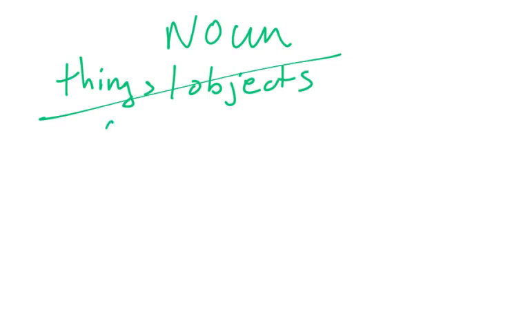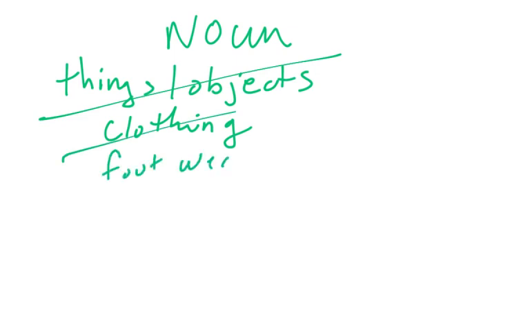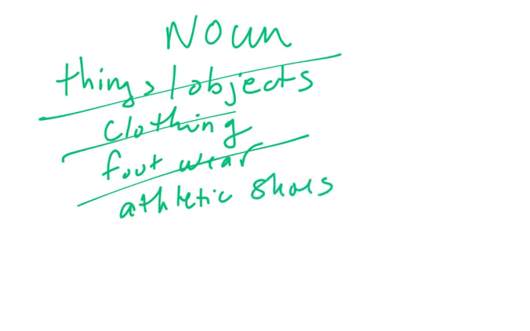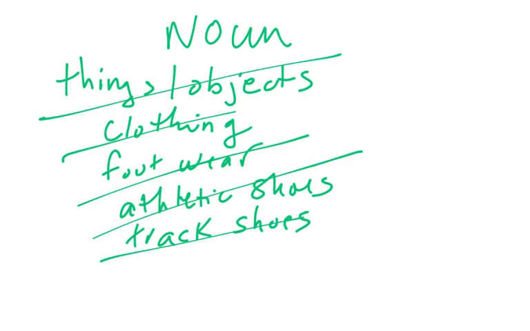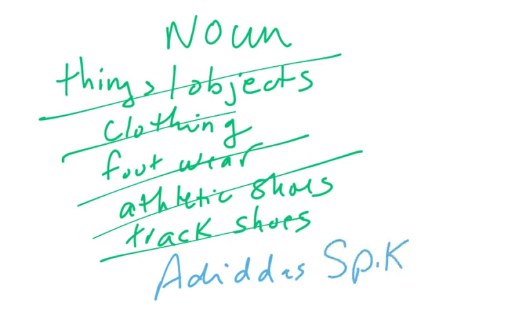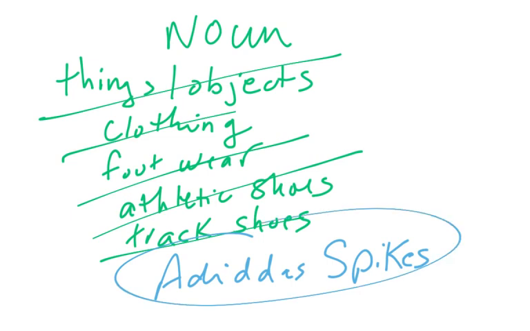And that becomes maybe clothing. We'll factor that. Then footwear. We'll factor that. Athletic shoes. It's factored. Maybe track shoes gets factored until we get to Adidas spikes. And now we have a prime form of that.